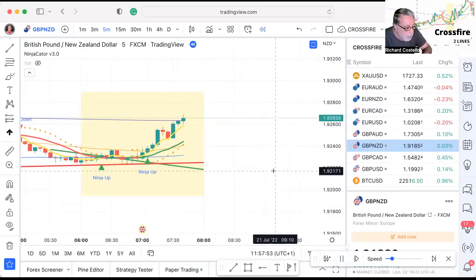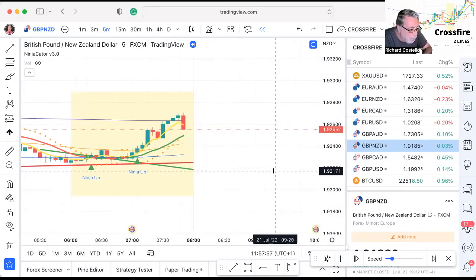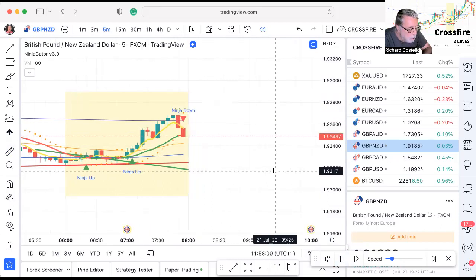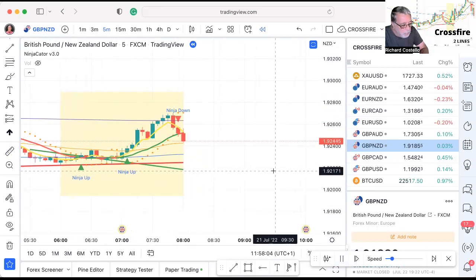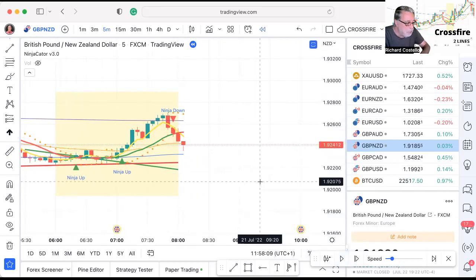Now, price has gone through our purple line, but now it's starting to retrace. It's coming back down, and in fact, we've got a ninja down. So we did the right thing to get out, and I'm going to stop that there and say that is the Crossfire strategy in action. That was just one pair on Thursday morning. There are 4 pairs that we can use the strategy on each morning, Monday to Friday, and there are 5 pairs that we can use at 1 p.m. Monday to Friday.